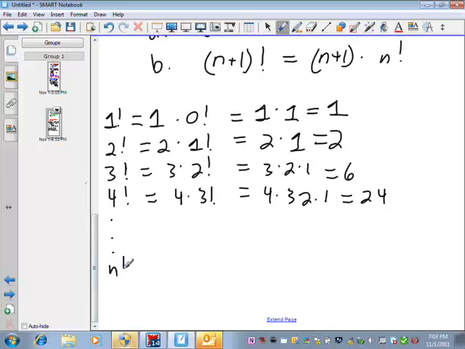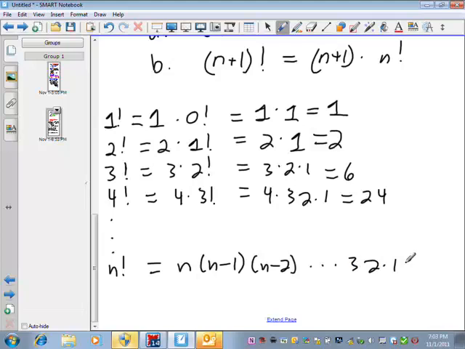So the n factorial, so I choose again n, and here's the way that people think about it: n times n minus 1 times n minus 2 times dot dot dot 3 times 2 times 1. But the actual definition is a recursive sequence.